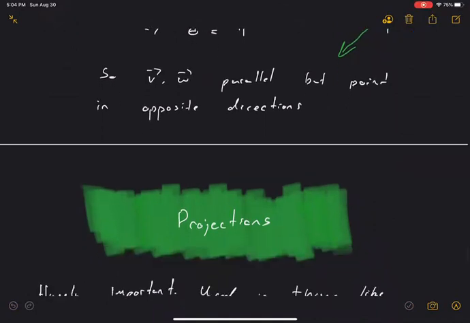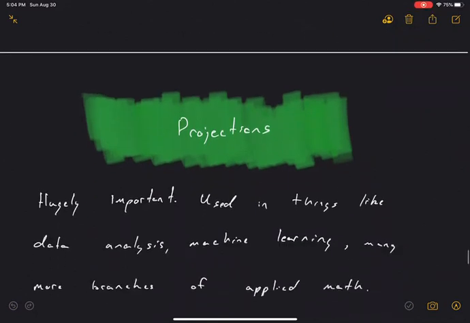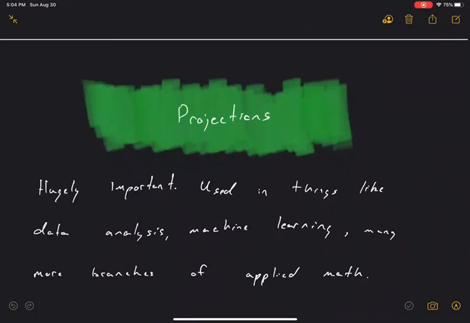Now, again, don't freak out about higher dimensions. This book is like 99% in R2 and R3. I just want to make you aware of these ideas as I see them.